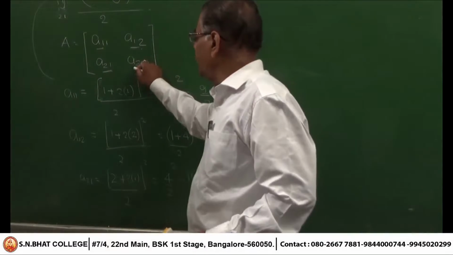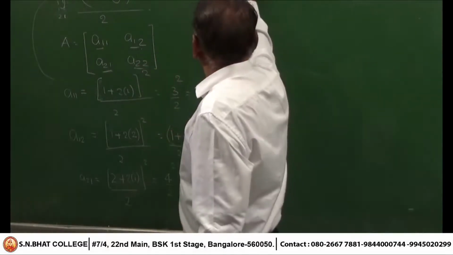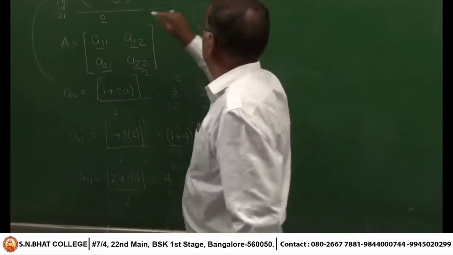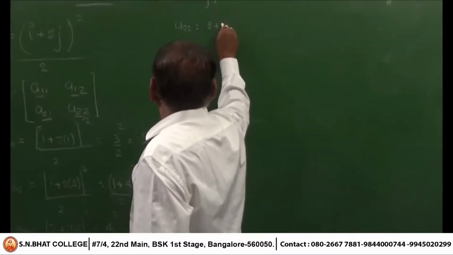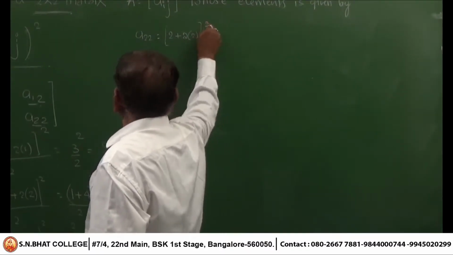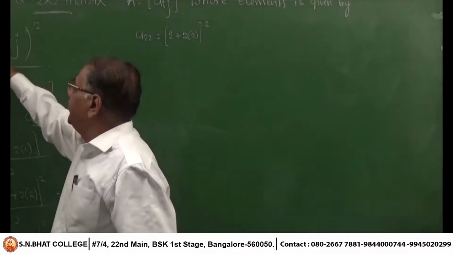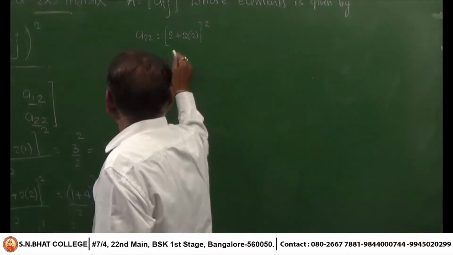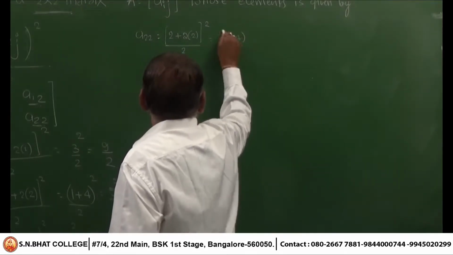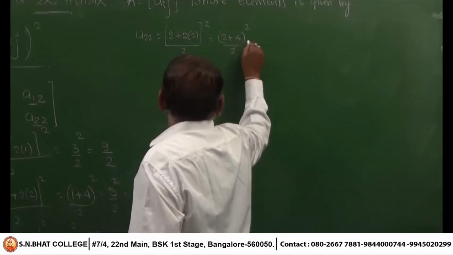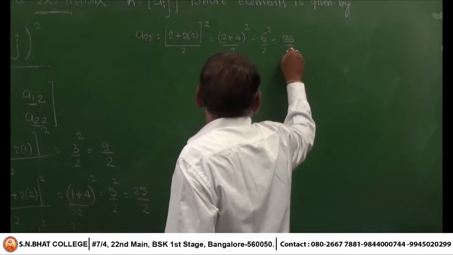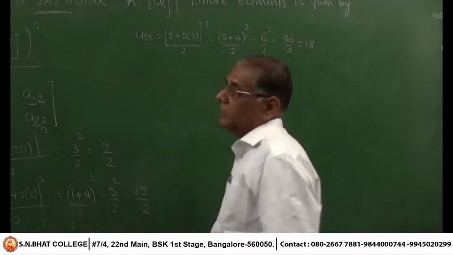Next I have to calculate the fourth element A22. A22 is nothing but replace i by 2, j by 2 here. This is (2 plus 2 into 2) whole square by 2. This is (2 plus 4) whole square by 2. This is 6 square by 2, 36 by 2, 18.